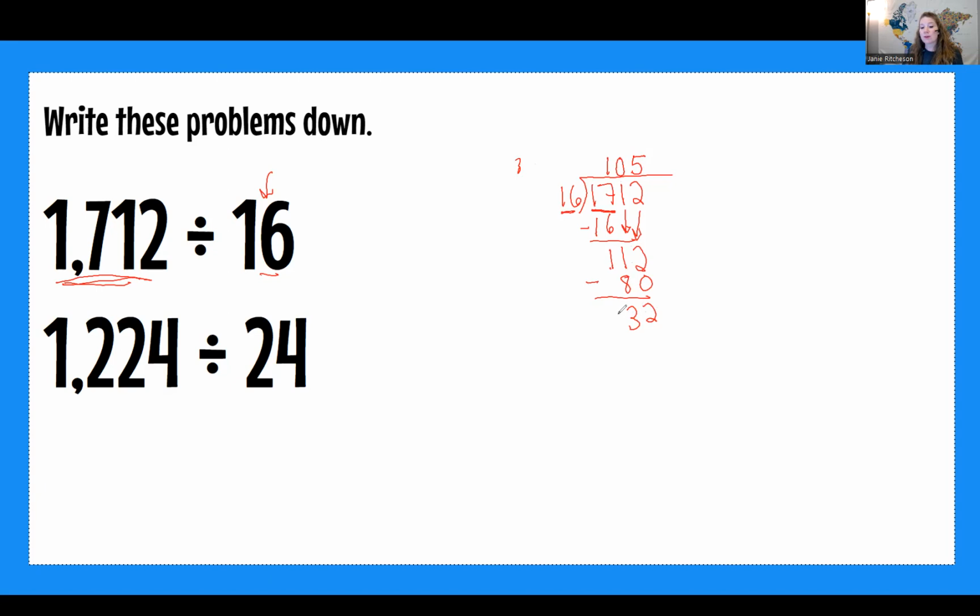Well, what do you notice about 32? It's bigger than 16. When you subtract, if that number is bigger than the divisor, then that means this number isn't big enough. So I am going to have to erase what I just did. I found out that my number 5 wasn't big enough, so now I'm going to go up to the number 6.